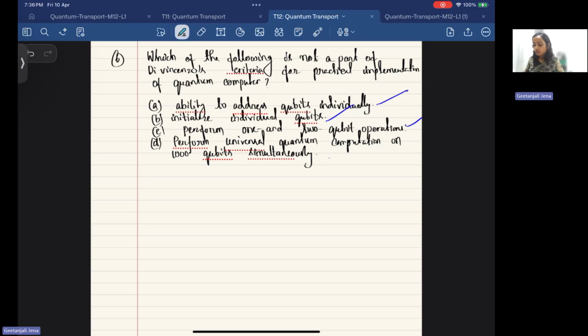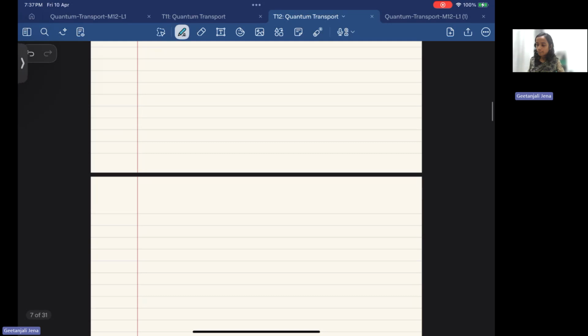Option D, perform universal quantum computation on 1000 qubits simultaneously. So this is not one of the criteria for practical implementation of a quantum computer. So option D is the answer to it.